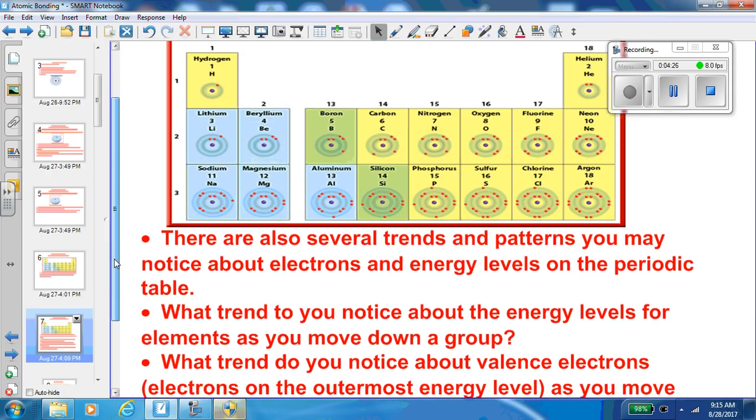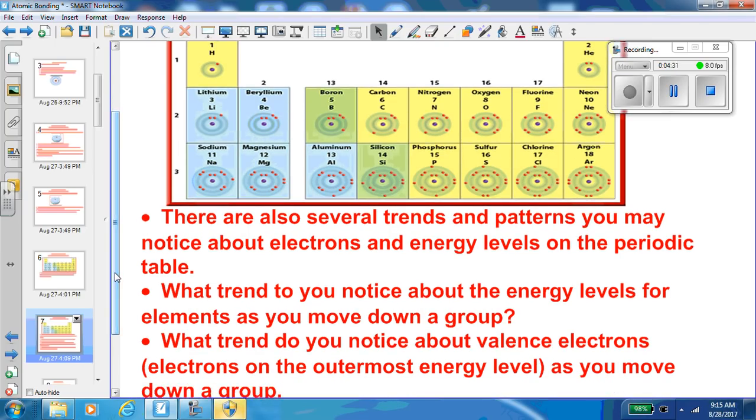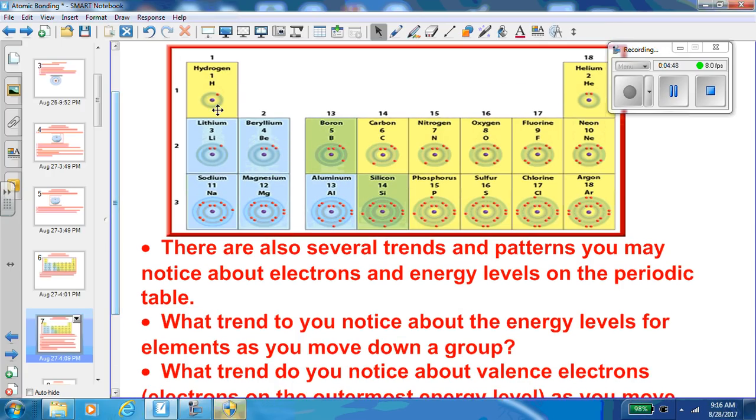Let's look at another trend that you may notice. What trend do you notice about valence electrons? And valence electrons, like we learned in last week's activity, are electrons on the outermost energy level. As you move down a group, so let's look at that same group again, hydrogen, lithium, sodium. What do we notice about the number of valence electrons as you move down a group? If we look in this first group here, you will notice that all of these elements only have 1 valence electron in their outermost energy level. Well, let's look at group 2, beryllium and magnesium. How many electrons do you see in that outermost energy level?